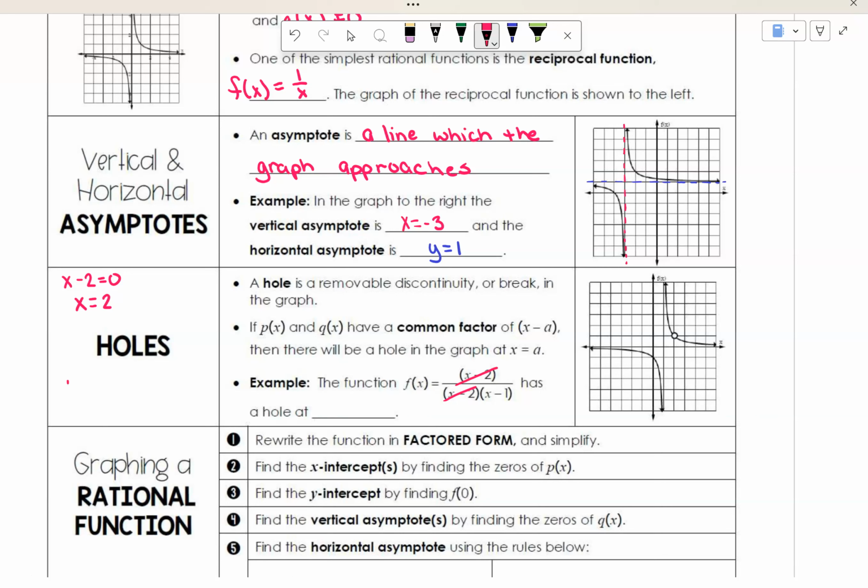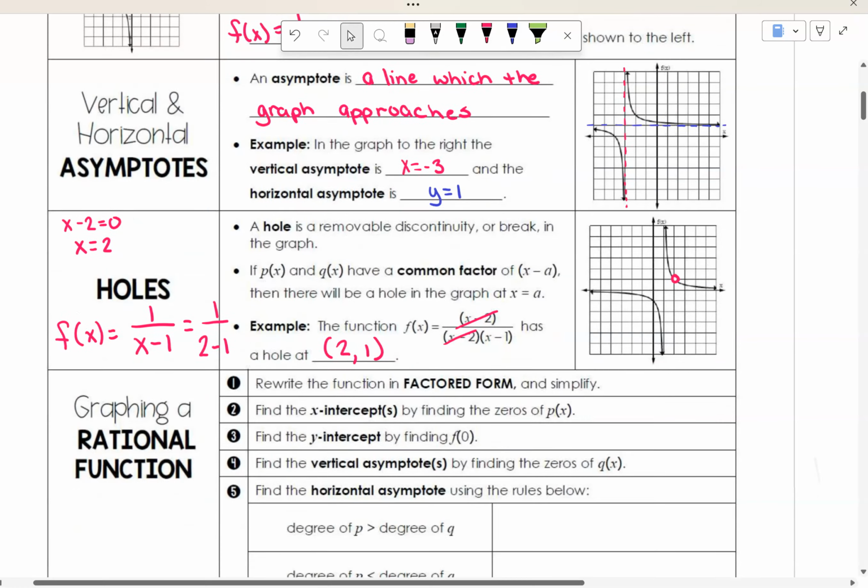So if you notice, I'm left with f of x equals 1 over x minus 1. So to figure out where my hole is at, then I just plug in my value. So that would reduce down to 1. So I have a hole at (2, 1). And if you see, it is right there on our graph. Okay, and that is how we find our holes.